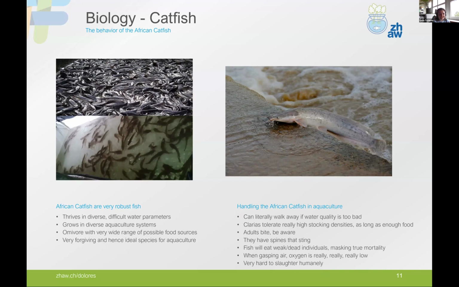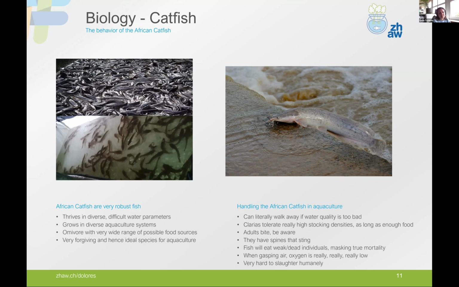Be aware that catfish could technically literally walk away if they don't like the water quality, because they have the gills and lungs. They can survive out of the water, and they will go out if they want to. Also, they have like 3 spines, 2 at the fins, 1 at the back. Be aware that these can hurt and they bite. So if you're handling these, make sure that people are not scared of and do not get bitten too much, because it really hurts a bit.